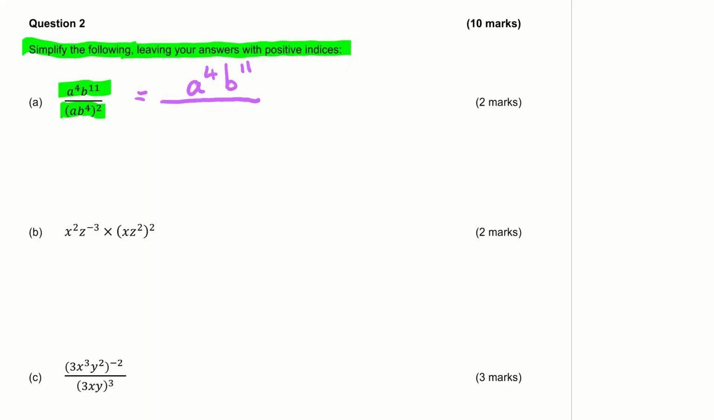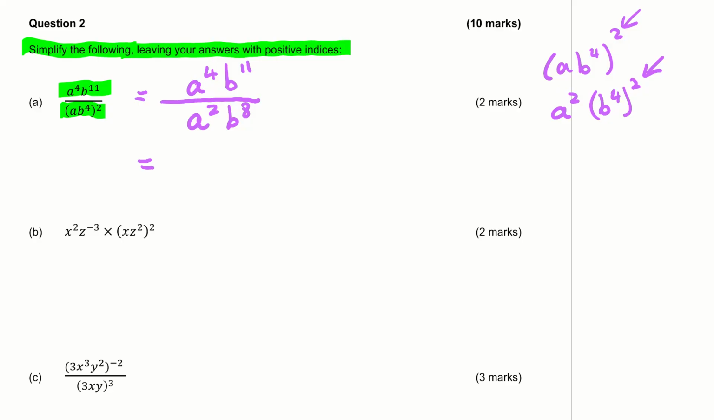But the squared, where we have ab to the 4 squared, this squared applies to both things in the bracket. So you get a squared and b to the 4 squared, and here we know that's going to become b to the 8. So the bottom is a squared b to the 8.